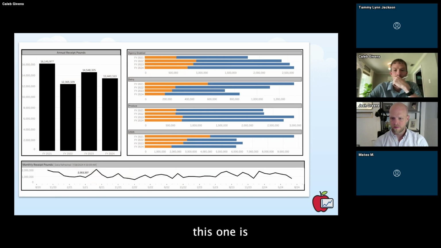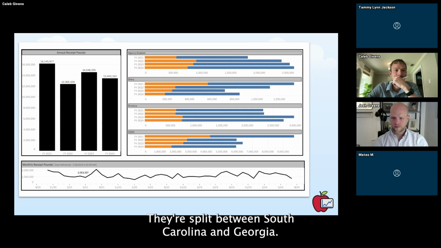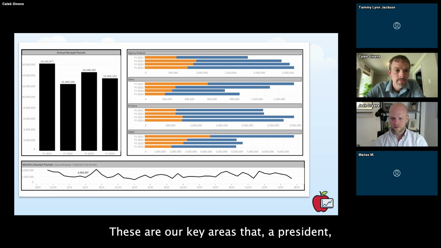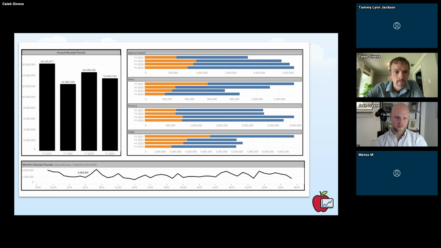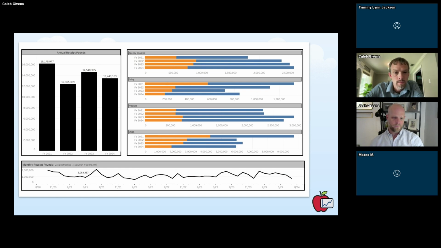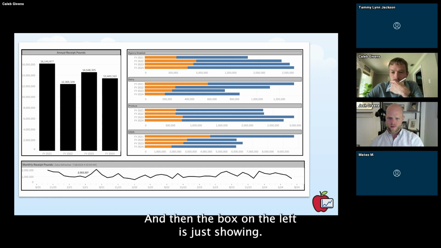This one is sort of the same concept where you see the bar charts. They're split between South Carolina and Georgia. And these 4 rankings, agency enabled, dairy, produce, USDA, these are key areas that my president, Amy, specifically asked me for with the receipts. The bottom section is just showing a historic graph of the receipts. And then, of course, you've got the monthly historic. And then the box on the left is just showing simple annual pounds.